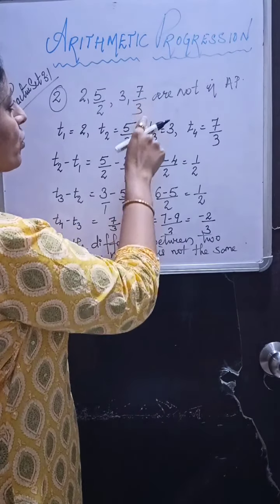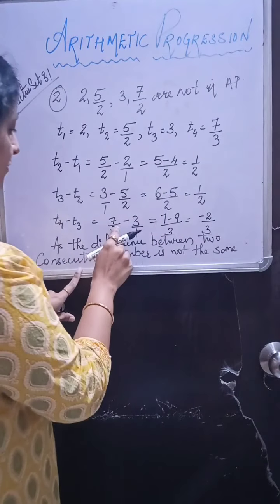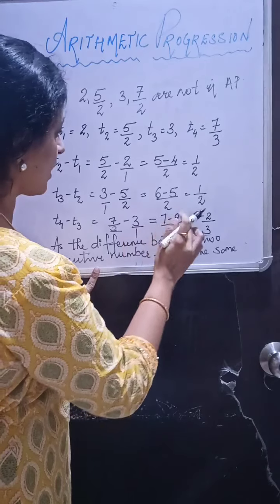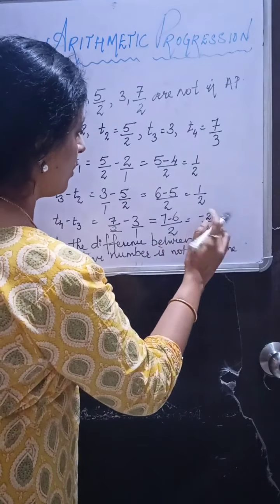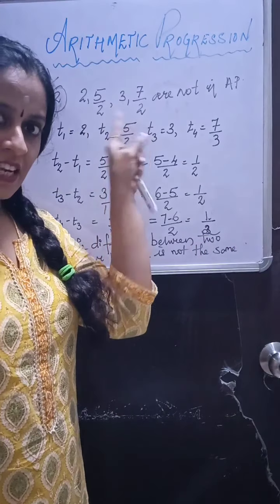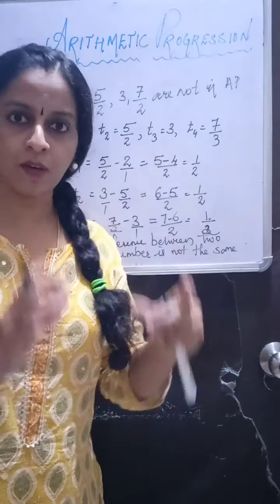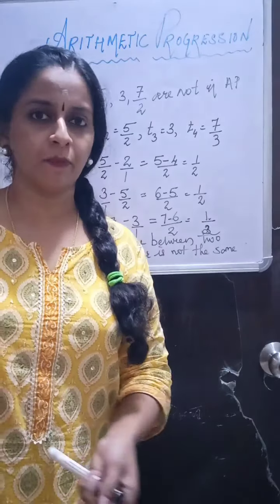If you make this fourth term 7 upon 2, then 7 minus 3 2s, which are 6 upon 2, will give you 7 minus 6, which is 1 upon 2. Change the question, only then will you get the numbers in AP. Otherwise, if you keep the question as it is given in the textbook, they are not in arithmetic progression.